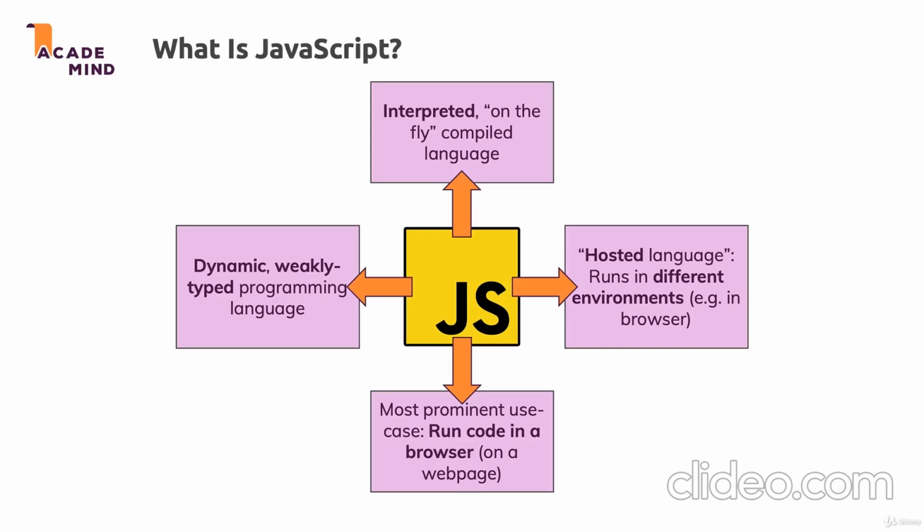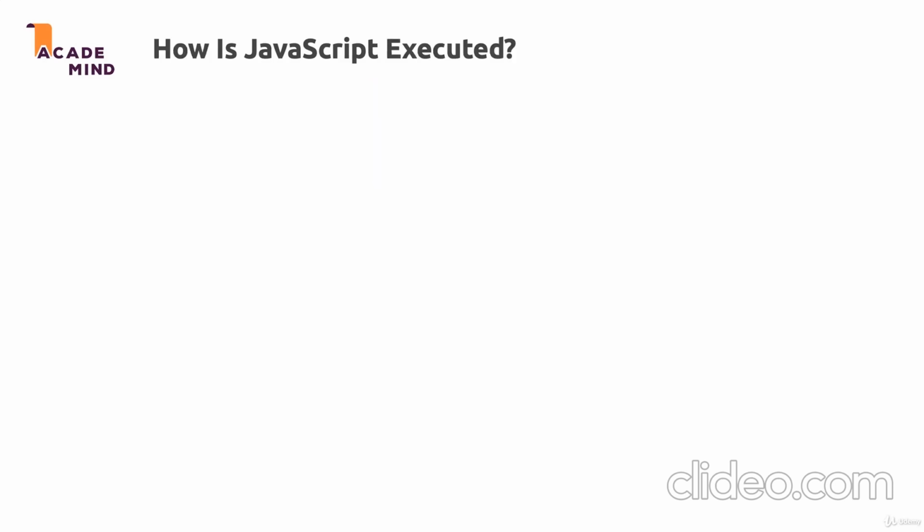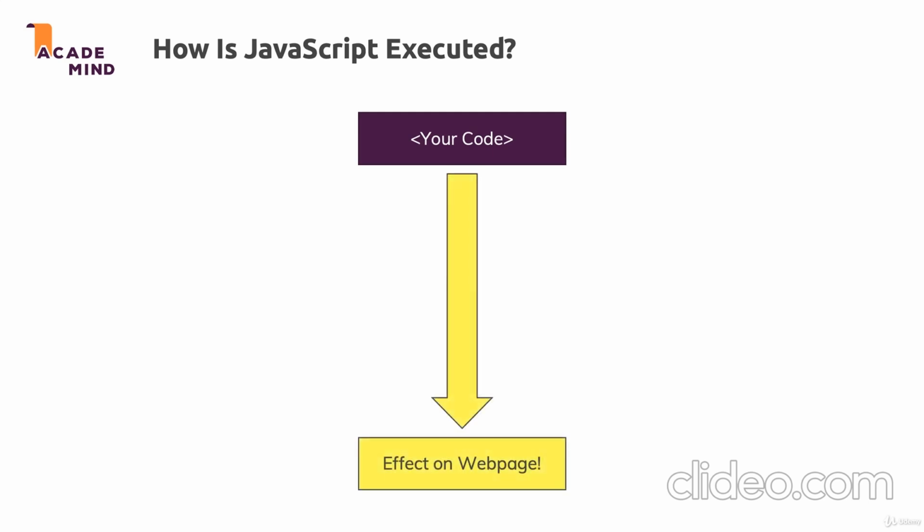Let's have a look at this interpreted on-the-fly compile thing. How is the JavaScript code in our browser executed? And not just in our browser, but typically in any environment where you run JavaScript. Let's say you write your JavaScript code and you want it to have some effect on the web page, if we talk about the browser as the environment where we run our script.